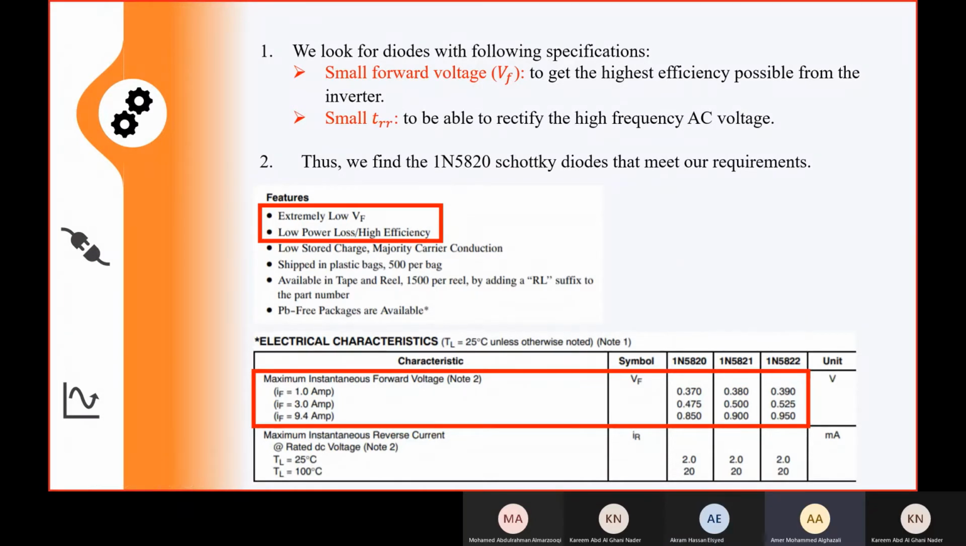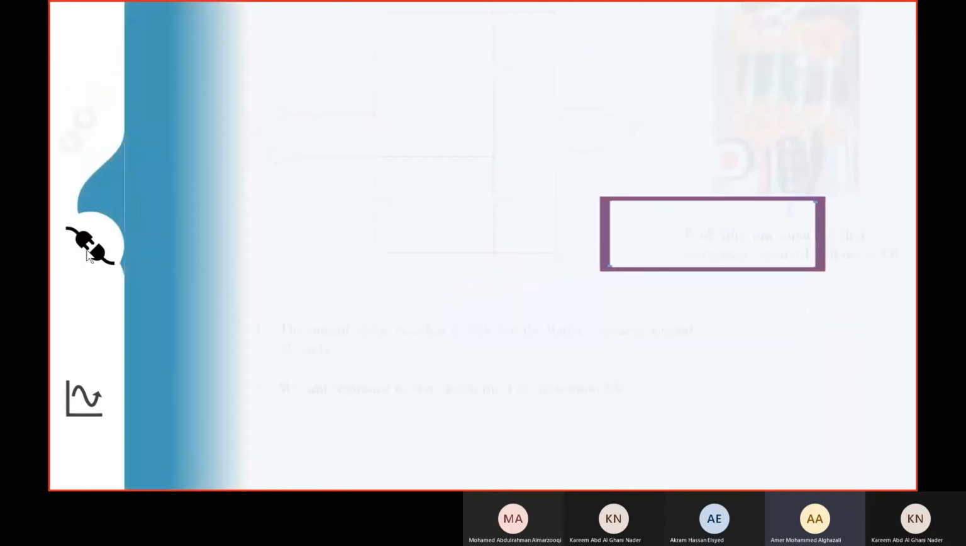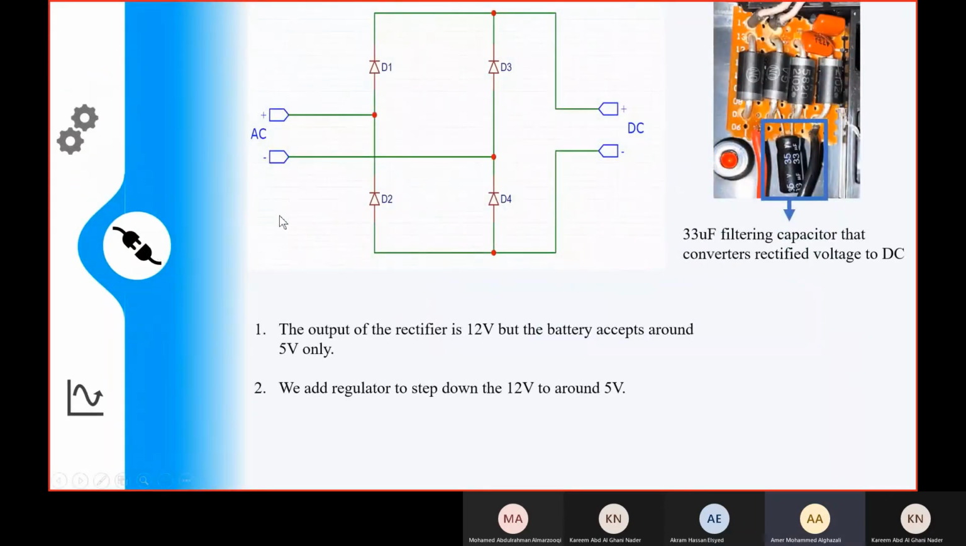Now, when we start designing the rectifier, we look for a diode with a small forward voltage to get high efficiency and small TRR. To rectify high frequency AC voltage, we choose the 1N5820 diode, and here is the data sheet. After that, we connect the diode as shown.